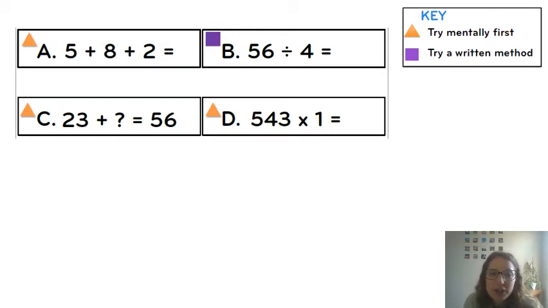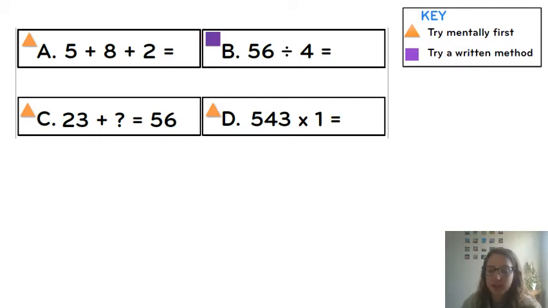To start off, you know what to do with these ones. So the orange triangle, try and do them in your head first. If you need to do a written method, not a problem. And the second one, use a written method to help you. Okay, so pause the video, answer these 4 questions and press play when you're ready.